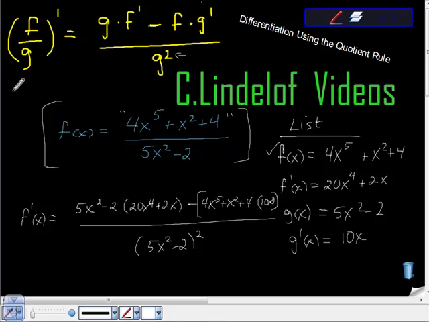So here's the derivative definition, and here's me gathering my pieces in a list, and then once I gather my pieces, I just insert them back into the formula.